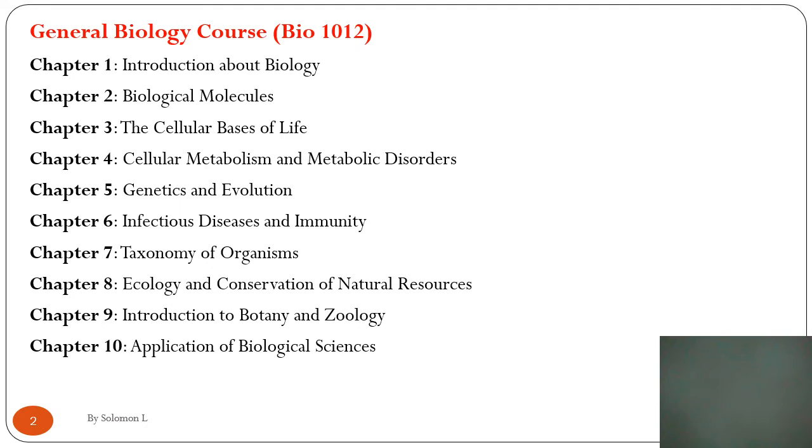The chapter 7 is about taxonomy of organisms, whereas chapter 8 is about ecology and conservation of natural resources. Chapter 9 is about introduction to botany and zoology, and the final chapter is about application of biological science. Therefore, based on this structure, I will try to prepare and release videos for each of these 10 chapters. So now we'll try to discuss chapter 1 in this video.